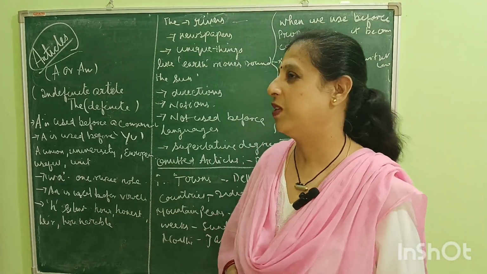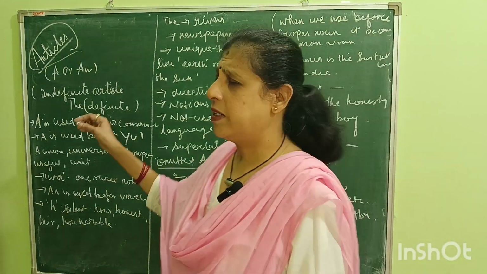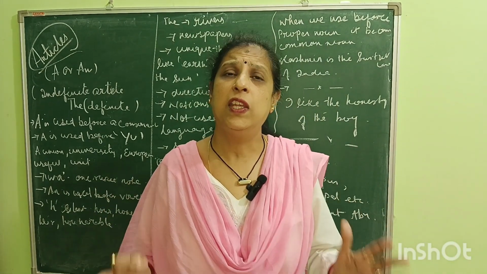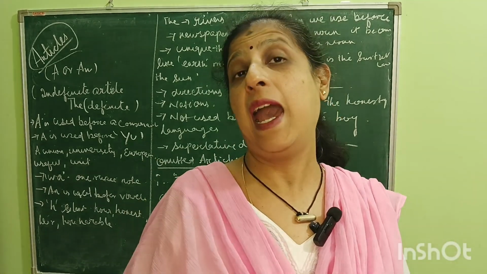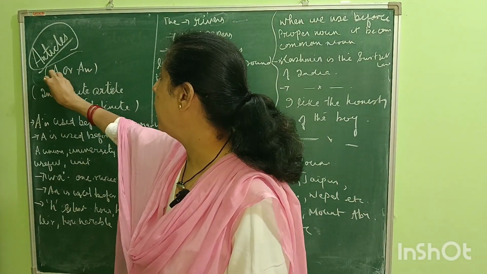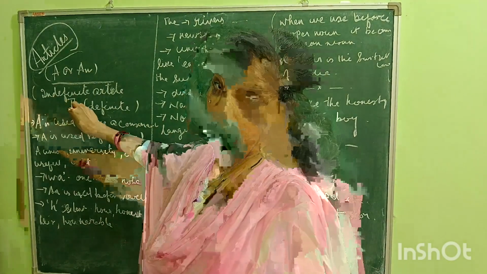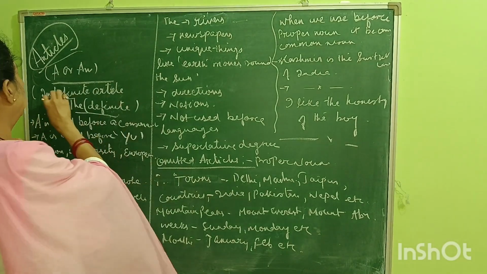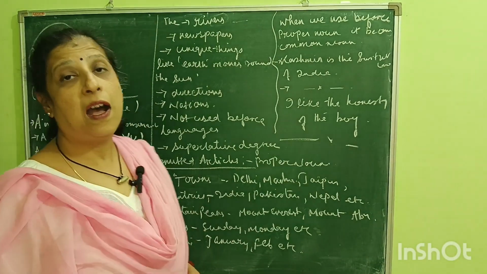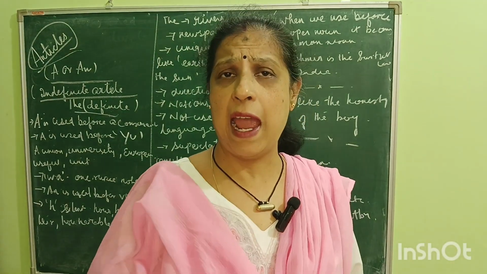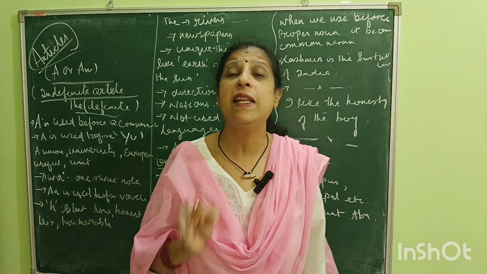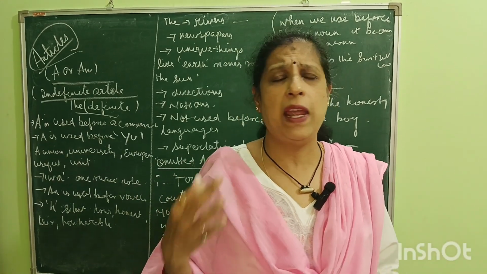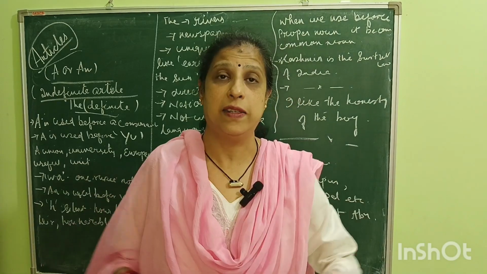Welcome back, children. Now, articles: generally we know that articles means use of a and the. Here, a or an is called an indefinite article. Why is a or an called an indefinite article?